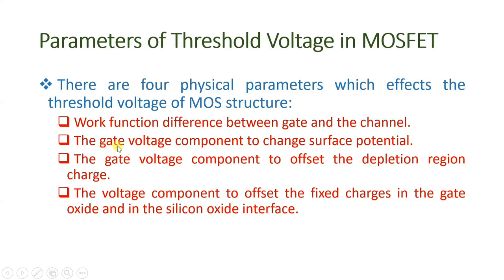Second is gate voltage component to change surface potential. So here we need to change surface potential from phi F to minus phi F, right? Third is because of depletion region in which there are ions which is generating some potential, and fourth is because of imperfection of lattice structure during fabrication. So let us derive threshold voltage based on all 4 parameters. So that will be resolving your understanding furthermore.